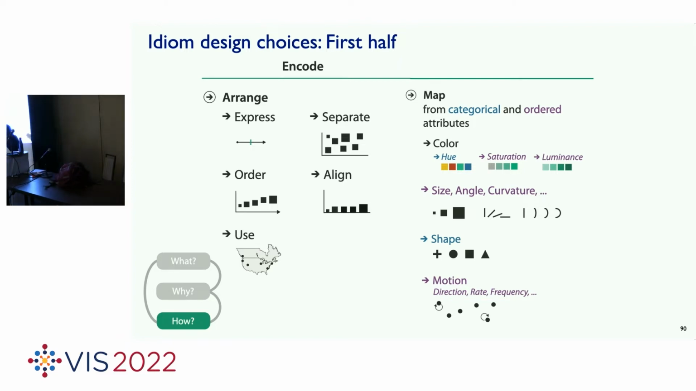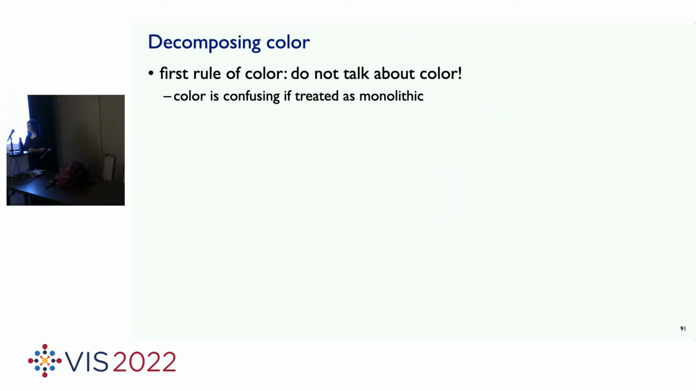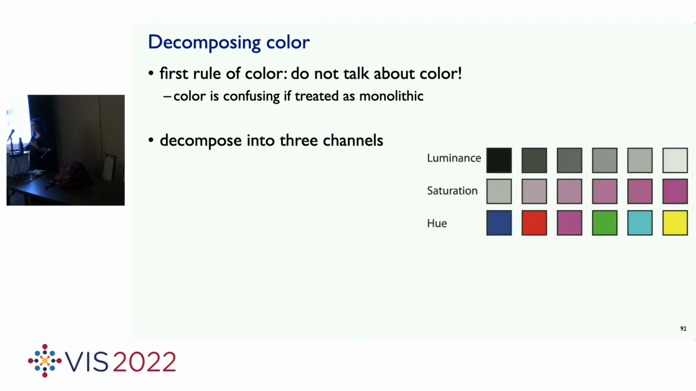So far, we've been really focused on those questions of use of space, arranging things in space. But what about color? So let's dive deeper into that. The first rule of color is don't talk about color. Color is extraordinarily confusing if you treat it as a monolithic entity. So what we really need to do is decompose color into three channels: luminance, saturation, and hue. Hue is what you think of as color, like I am wearing a blue shirt and she is wearing a pink sweater.